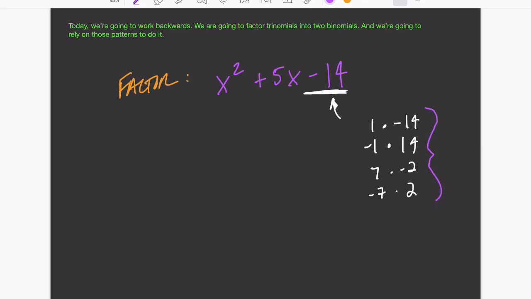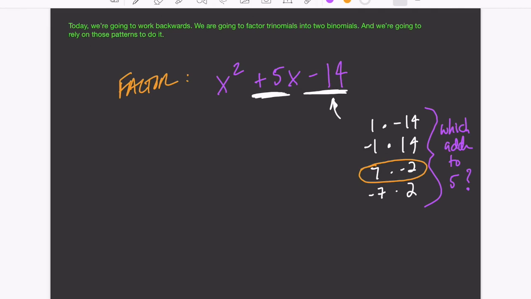Okay, but now the question is, which of these adds to positive 5? Because remember, the other pattern that we noticed was that if I add my 2 numbers, I'm going to get positive 5. So I'm going to just look through here and, oh, I noticed that 7 plus negative 2 gives me 5. And remember, if I had chosen negative 7 and 2, they would multiply to negative 14, but they would add to negative 5. And I don't want negative 5, I want positive 5. So the numbers I'm going to use in my binomials are the 7 and negative 2.